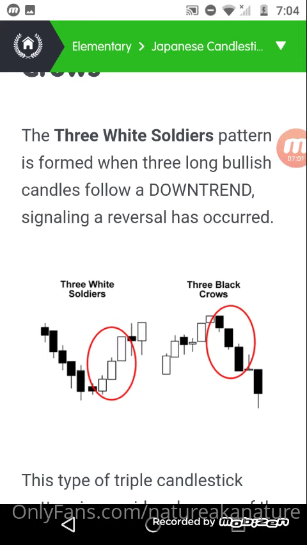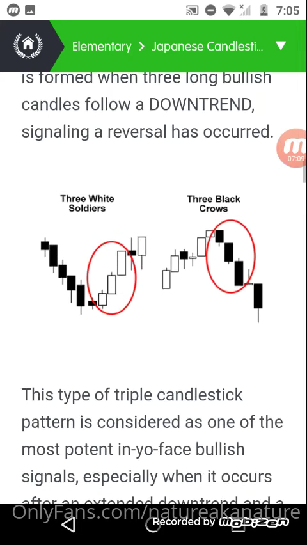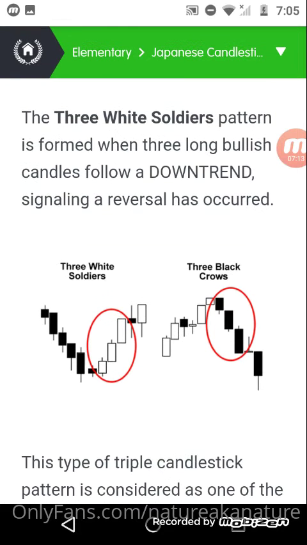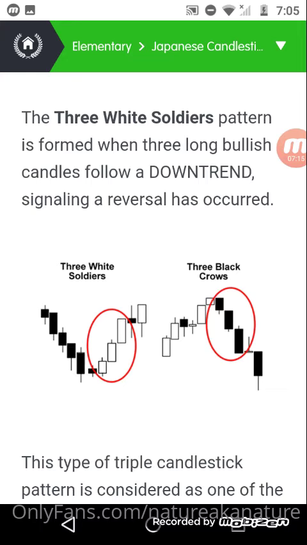So the three white soldiers pattern does form during a downtrend, and it will be followed by three long bullish candles. Bullish could be three green candlesticks or three white candlesticks. I use white and black for my candles, so it will be three white candlesticks. But a lot of people use red and green, so it will be three green. You see three greens on the downtrend, come on, that's a reversal.